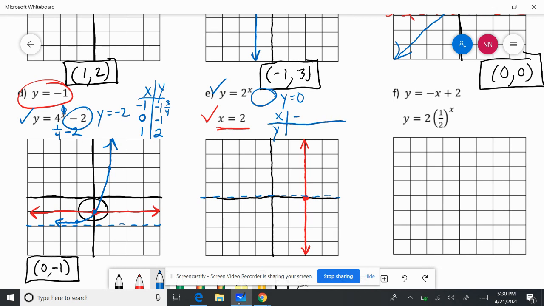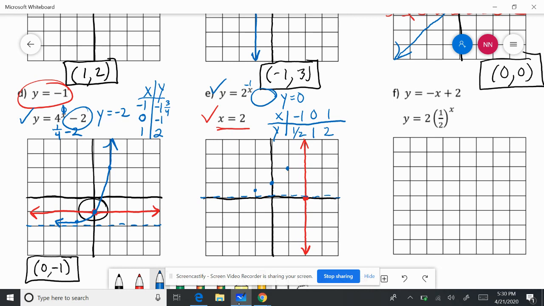I'm going to pick my same points, -1, 0, and 1. Remember, when I plug in a -1, it flips the number. So instead of a 2, it becomes a 1/2. Anything to the 0 is 1. And when we plug in a 1, it stays the same. So I have -1, 1/2; 0, 1; and 1, 2. Now there's a problem.